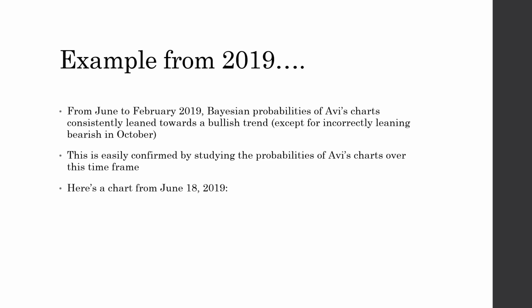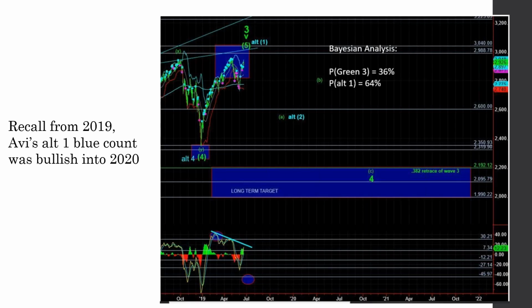Anyway, so you do all this. And just as an FYI, here's a chart that I plucked from June 18th, 2019. This was the chart at the time. Avi's primary account was green, which was a push back down. The Bayesian work was saying there was a 64% chance that this was going to continue higher, which was effectively the bluish count, the higher count. And as we all know, that's what ended up happening. The S&P 500 continued to push up and up till February.